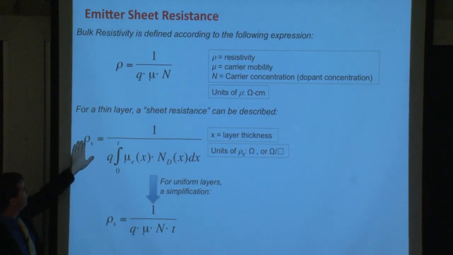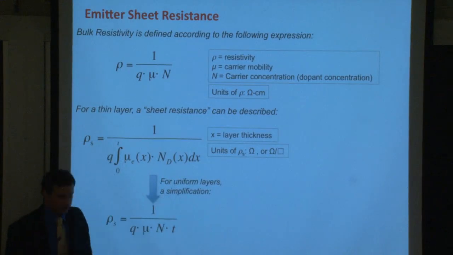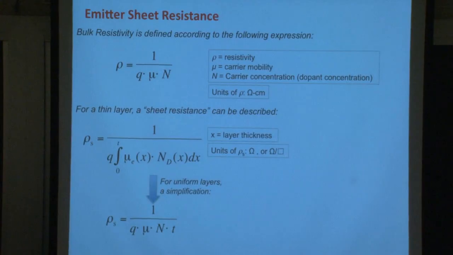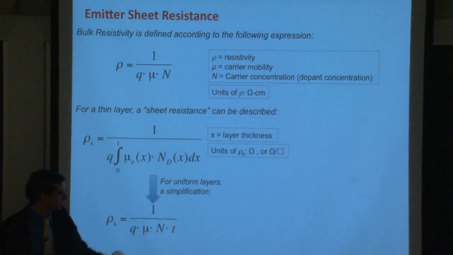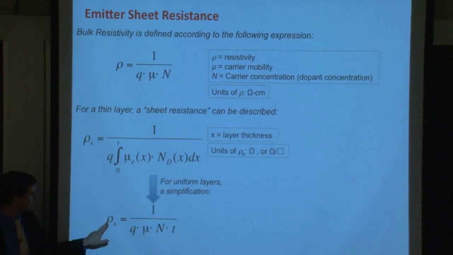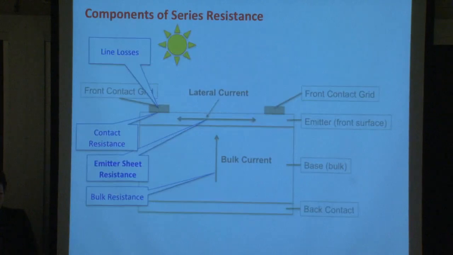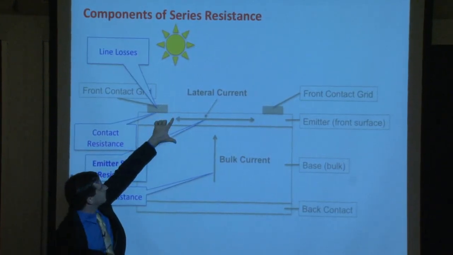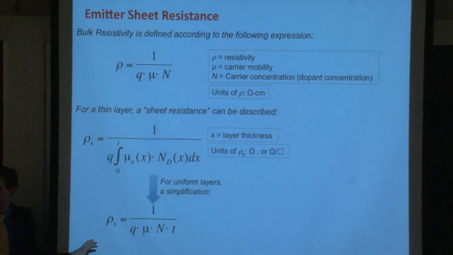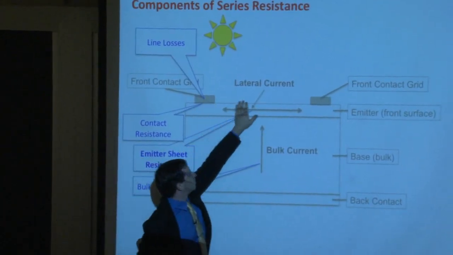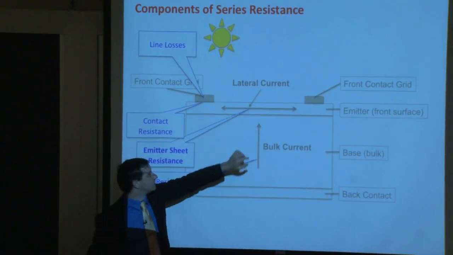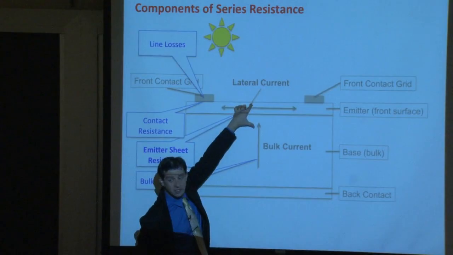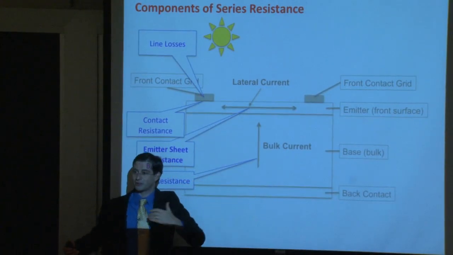For a thin layer, a sheet resistance can be described as the integral of the resistivity by the thickness of that layer. Or to put it more simply, if you have a uniform layer, you simply multiply the denominator here by the thickness. So this can be thought of in the following way. If we have a thicker emitter, we will be dropping the emitter sheet resistance. We will be dropping the resistance component that carriers experience as they travel laterally through this. And that makes sense, because in effect, as we increase the thickness of this emitter region, we're increasing the total cross-sectional area for the charges to travel through.